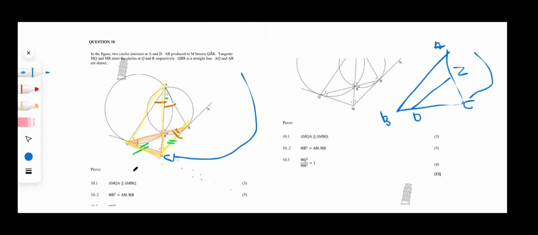Now let's continue on. What about A in MQA? A in MQA is A1.